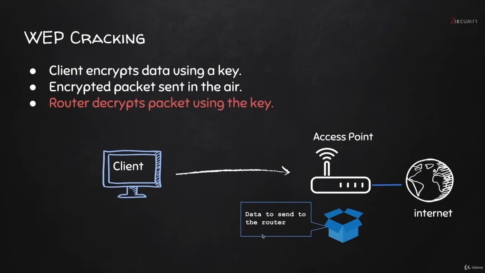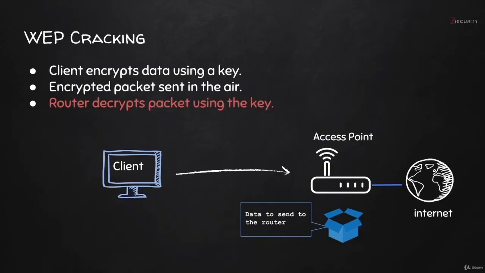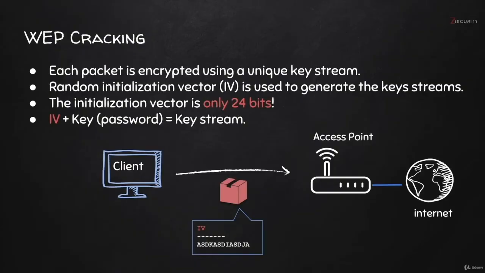So, if you think about what I said, you can probably guess what the weakness is. Basically, the IV is sent in plain text. So if you look at this, you can see the packet content is encrypted. So if someone captures this packet, they won't be able to read this, but they will be able to read the IV in plain text.